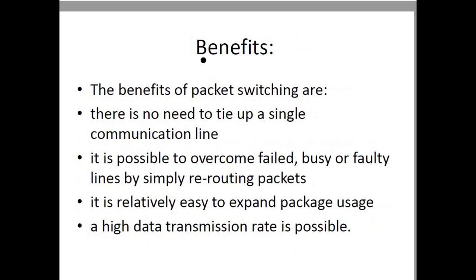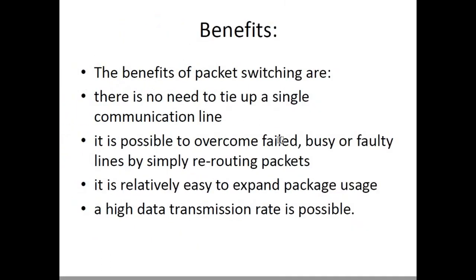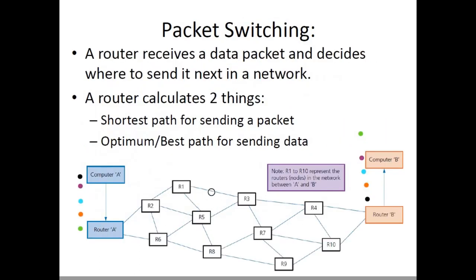Now, why do we do packet switching? The benefits of packet switching are that there is no need to tie up a single communication line, there can be multiple options. Wherever the packet finds a possibility of traveling, the packet will go from there. It is possible to overcome failed, busy or faulty lines by simply rerouting the packet. Let's suppose there has been a breakage between these two routers, then this router can simply detect, okay, whatever packet I am sending over here, I am not getting any acknowledgement for that, so the router can simply send it via this line from here, like this, instead of sending it this way. So it is easy to reroute packets instead of losing them.